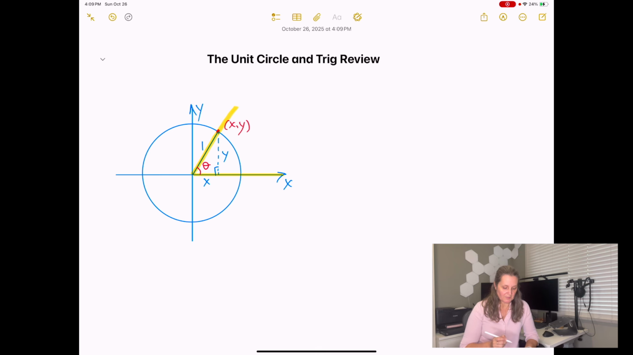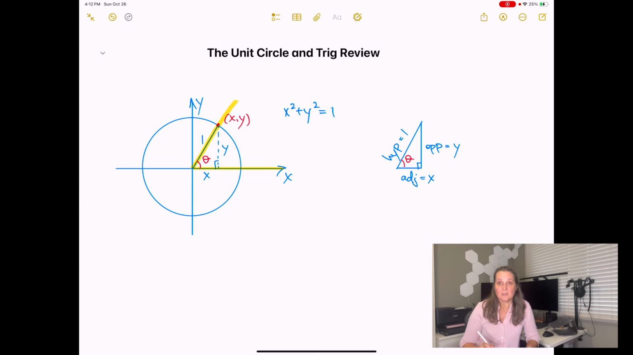So here we have a right triangle with two legs equal to x and y correspondingly, and the hypotenuse equal to 1. The Pythagorean theorem says that x squared plus y squared is equal to 1 squared. This gives us the equation of a circle centered at the origin with radius equal to 1. We also know the definition of trigonometric functions such as cosine and sine. In our right triangle, the side opposite to angle theta is y, the adjacent side to angle theta is x, and the hypotenuse is equal to 1.